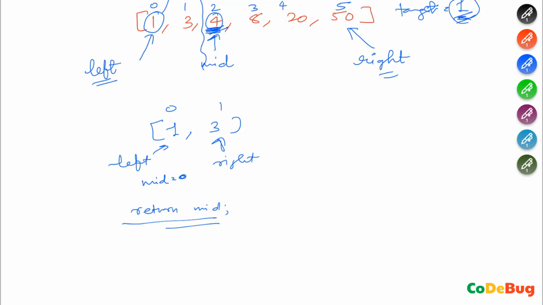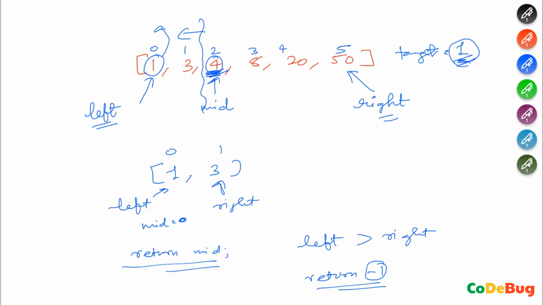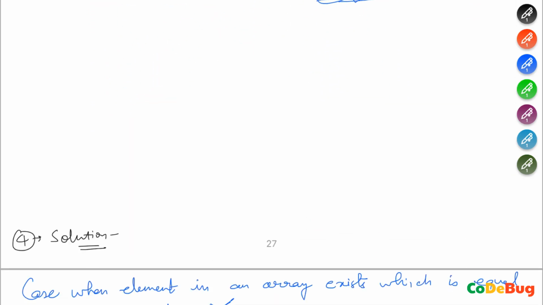But if the number is not found, what will happen? The left will become greater than right, and in that case we return -1, indicating that we have exhausted the search in the array and we didn't find the exact position of the target in the array, so we return -1. This is how binary search works.